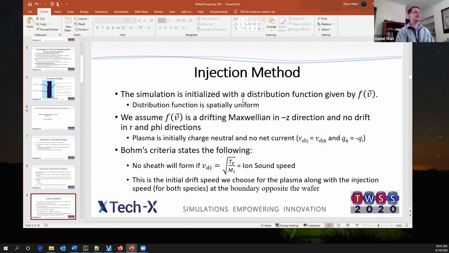So for the injection method that we've used, the simulation is initialized with a distribution function. It's given by f of v, which we've just done using a Maxwellian.